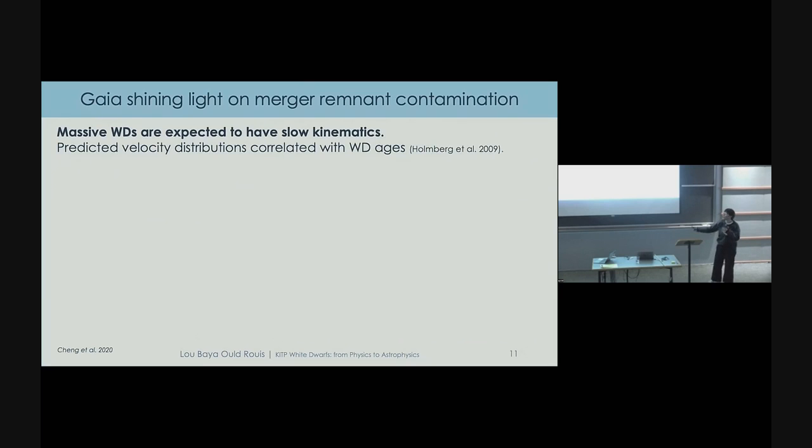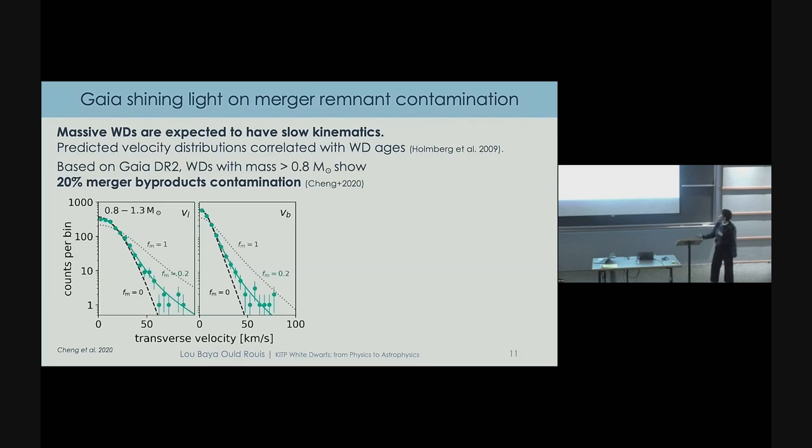But the merger age reset makes things more complicated, and so that's a good way to flag merger remnants. This is some work by Sihao Cheng, looking at the velocity distributions of massive white dwarfs in DR2, and he was able to find that 20% of massive white dwarfs seem to be the products of mergers.